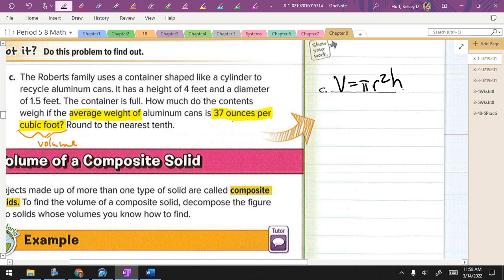Everybody on your own, read carefully, fill in the radius and the height, and calculate the volume of this recycling container.